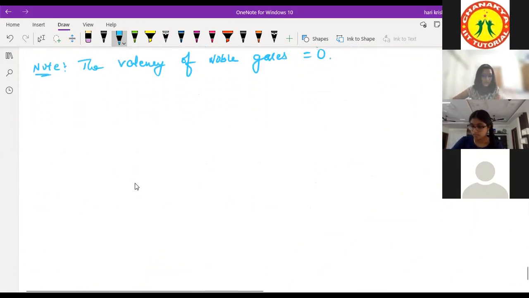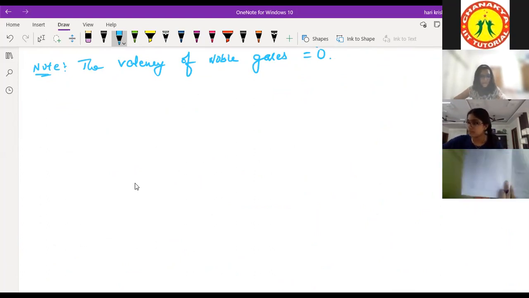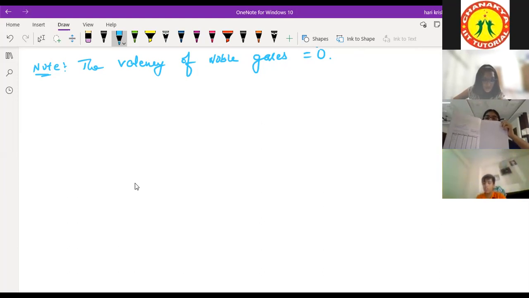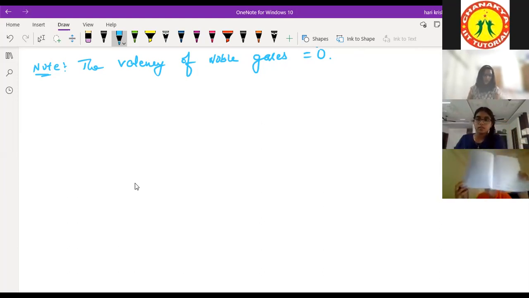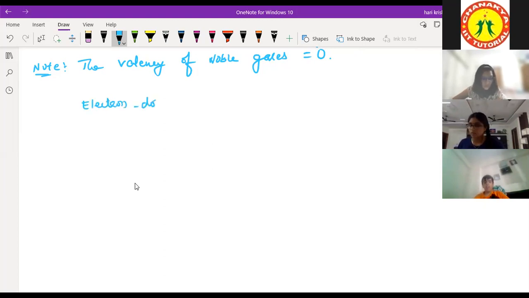Okay. Have you made the tabular column? Ananya, can you show the tabular column once? Yes, sir. Just a second. Are you able to see? Yeah, I can see that one, but is there any space in the tabular column? Yes, there's a little space. Okay, in that space, just write down electron dot structure also. Add one more column, electron dot structure.